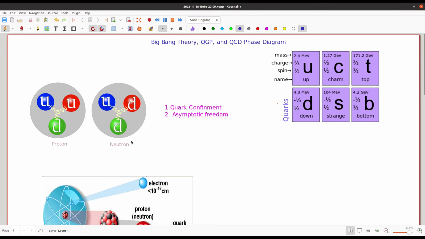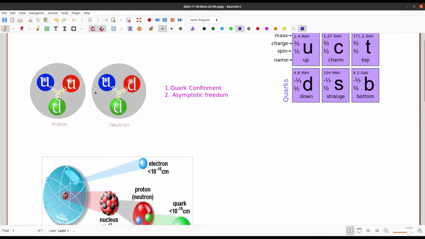And for the neutron, we have 1 up quark with charge 2 by 3, and 2 down quarks, each minus 1 by 3, multiplied by 2. Summing the charge, the overall charge is 0, as we already know that neutrons have 0 charge and protons have 1 charge. Now in this particular scenario we have 2 special properties of these bindings of the quarks.